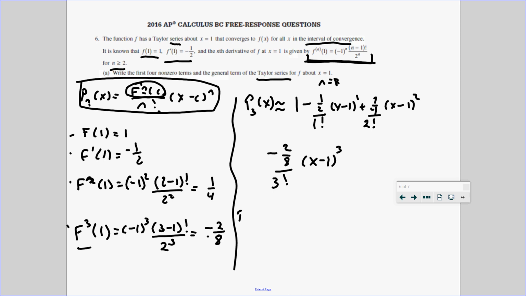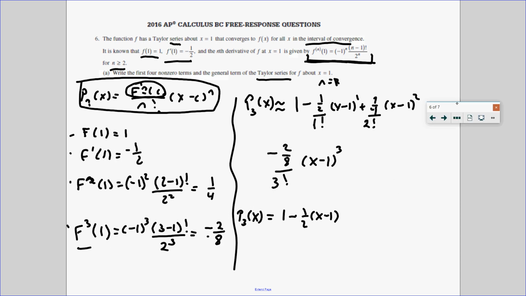We do, of course, have to clean this up a little bit, not too much. We're going to get 1 minus, this just becomes 1/2 times (x minus 1). We'll move this out of the way. Plus 1 over 4 times 2 factorial, whatever that is, right? Times (x minus 1) squared.